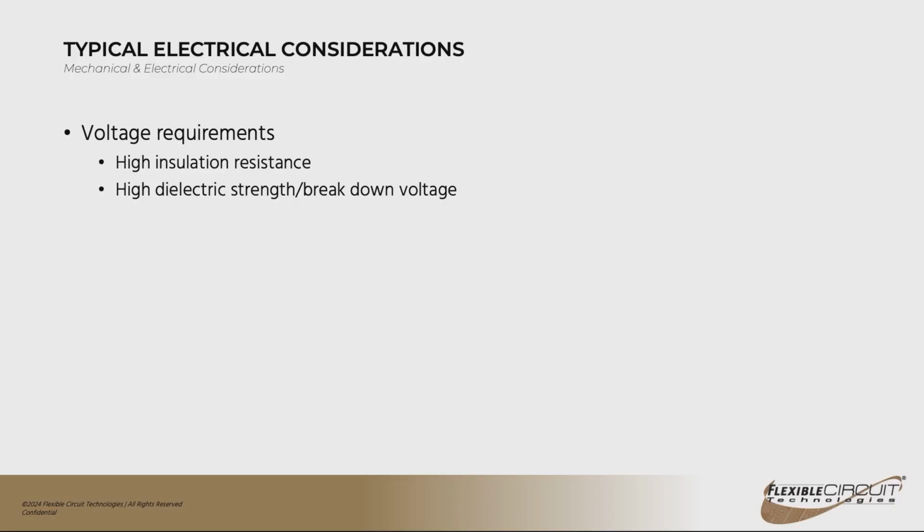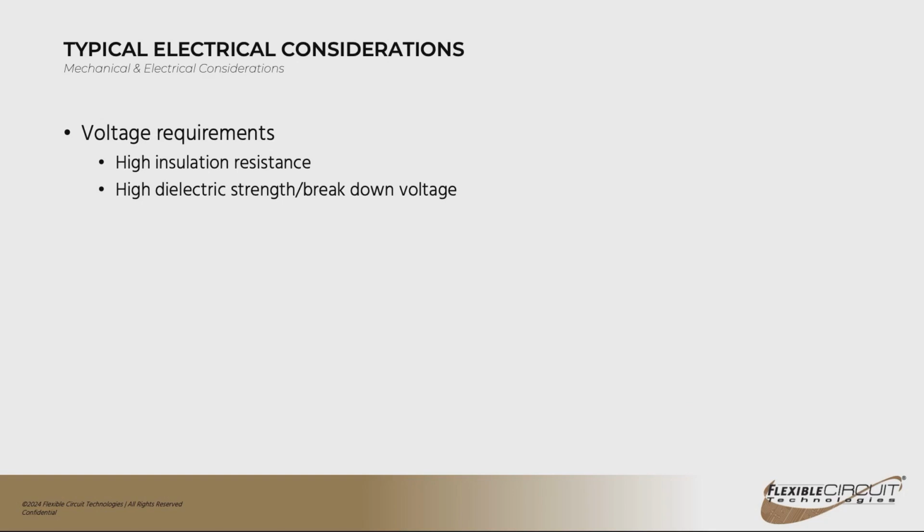So now we'll look at the voltage requirements. High insulation resistance and high dielectric strength and breakdown voltage. Fortunately, the materials we use for flexible circuits are really, really good when it comes to dielectric potential. Polyimide film is good to close to 5,000 volts per mil, and the adhesives are about half that, which is still very, very good. So you're going to get very, very good dielectric breakdown and insulation properties from our materials.